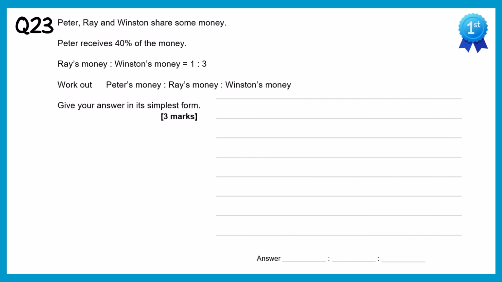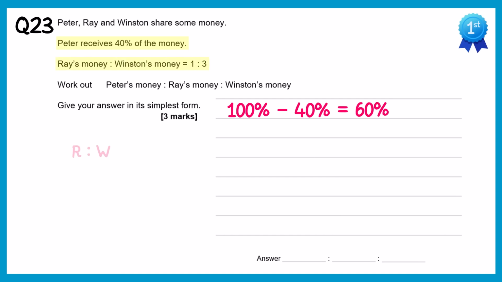In this question, we have Peter, Ray, and Winston that are going to share some money. We're told that Peter has 40% of the money. So if we start with 100% and subtract Peter's share of 40%, we find there's 60% left over for Ray and Winston. Ray and Winston share this money in the ratio 1 to 3.